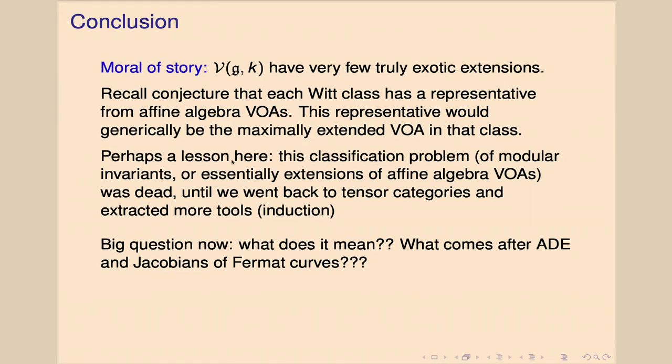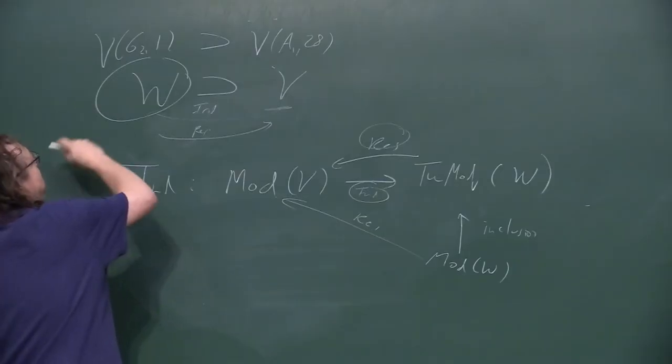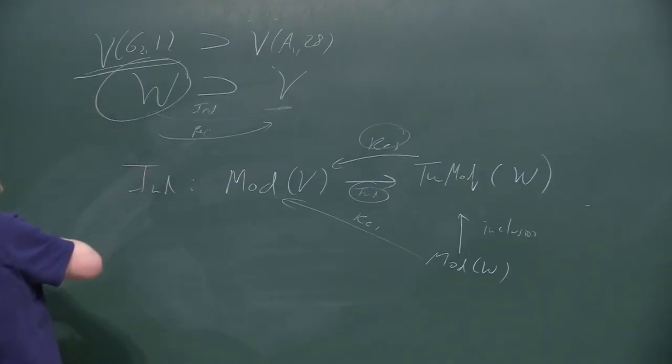As I say, these slides are available, and the paper will be available pretty shortly as well. The moral of the story is that these affine algebra VOAs have very few exotic extensions. The only extensions come from simple currents in general. And then, to second approximation, almost everything left over is these Lie theory extensions, which are very well understood. There are very, very few extensions that aren't of that type.